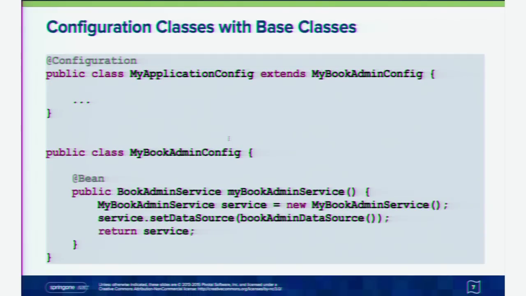So @bean methods can be overridden. @bean methods are regular Java methods. And in a configuration class hierarchy, you may choose to make good use of this. Declare abstract methods, declare base implementations that specific other configuration classes extend and override. So this is pretty straightforward. It's basically standard Java inheritance applied to configuration classes and working as expected for you.